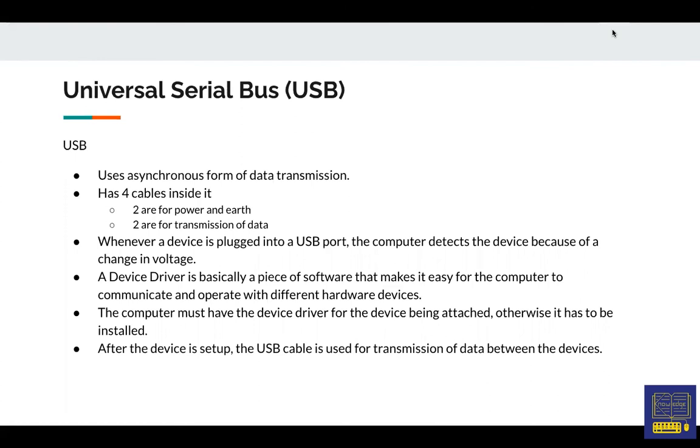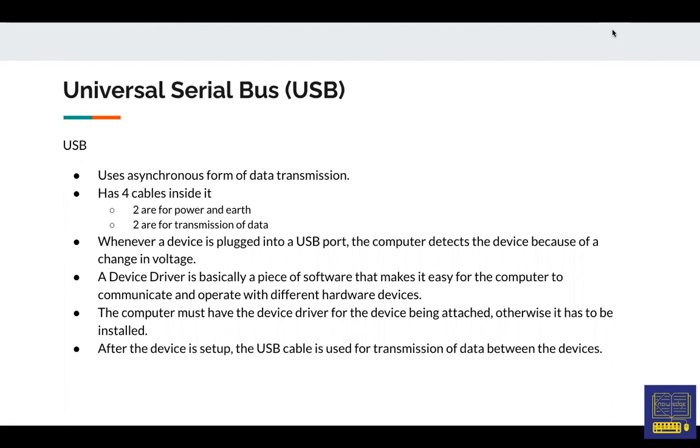I assume that every laptop has a USB port, and you can essentially attach a device to the computer using that USB port. How the computer detects a device is basically a change in voltage. Computers are electronic devices, they can detect changes in voltage. So that's how you detect a device.